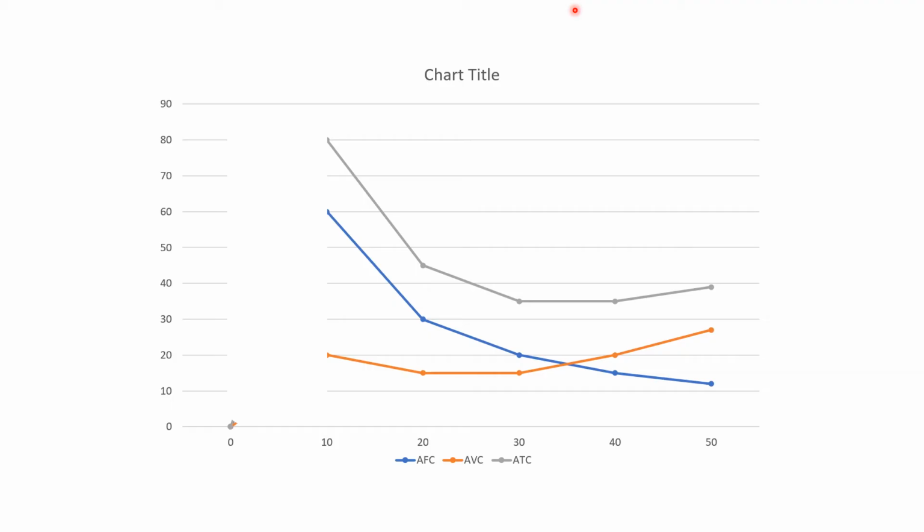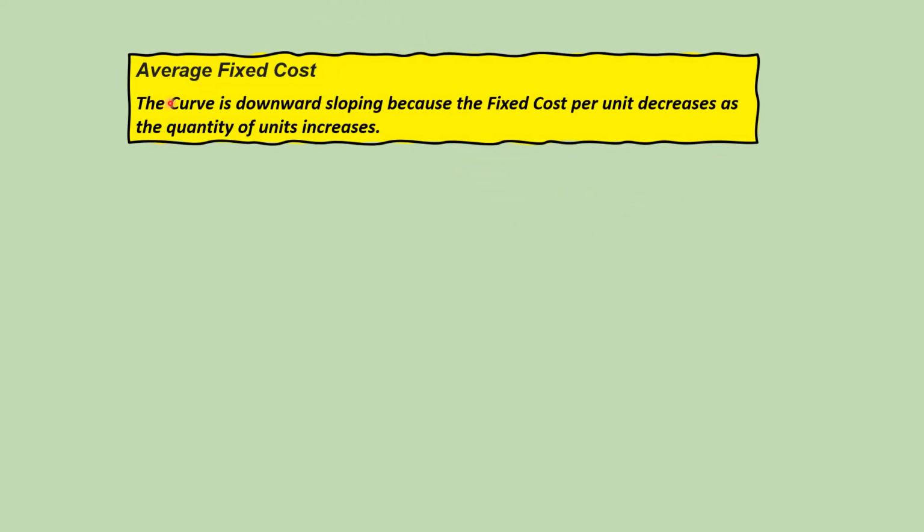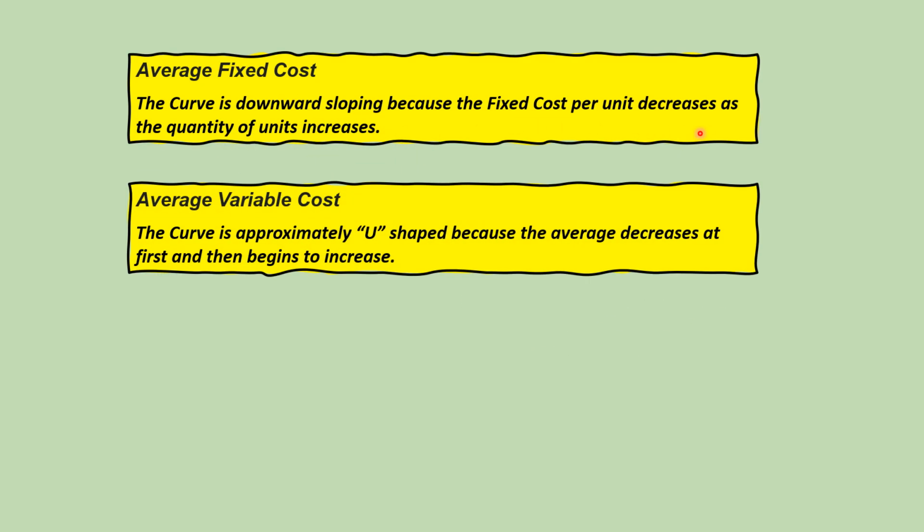Let's move on to the next slide and see the reasons for the shape of the curve. The average fixed cost curve is downward sloping because the fixed cost per unit decreases as the quantity of units increases. Then we have the average variable cost. The curve is approximately U-shaped because the average decreases at first and then begins to increase.